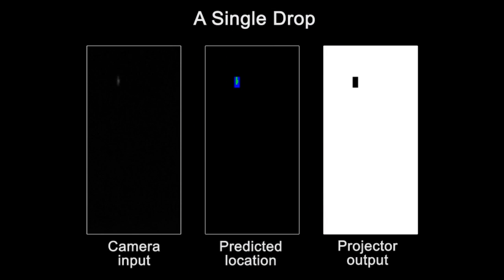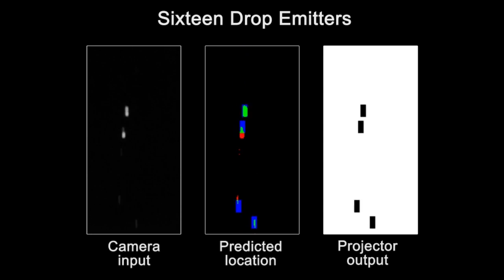This video shows how the system operates on a single drop. The camera input is fed into our system, which predicts the future location of the drop and directs the projector to not illuminate it. For the predicted location video, the color red indicates the parts of the drop that are incorrectly illuminated. Green indicates the parts of the drop that are correctly not illuminated, and blue indicates pixels that were incorrectly turned off.